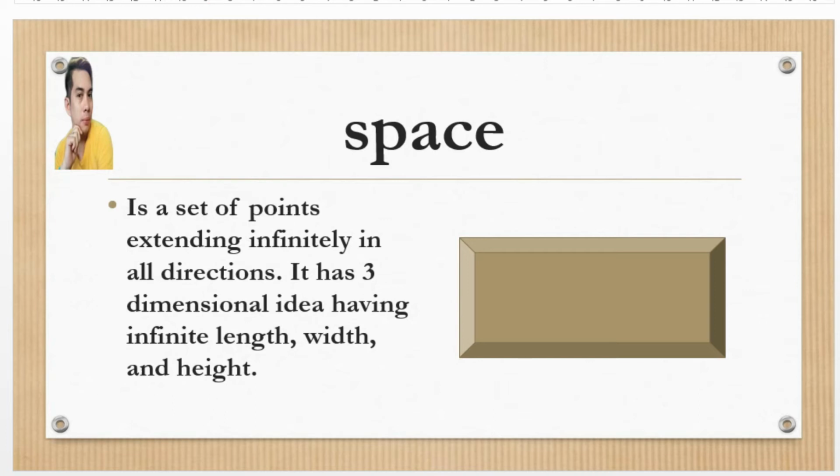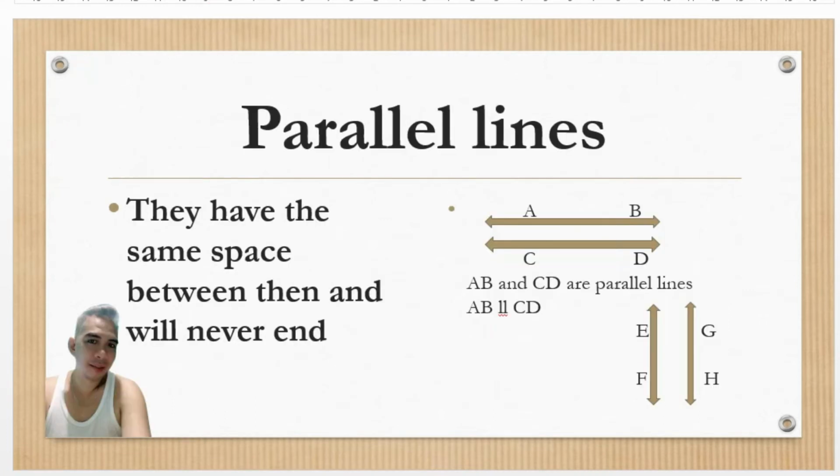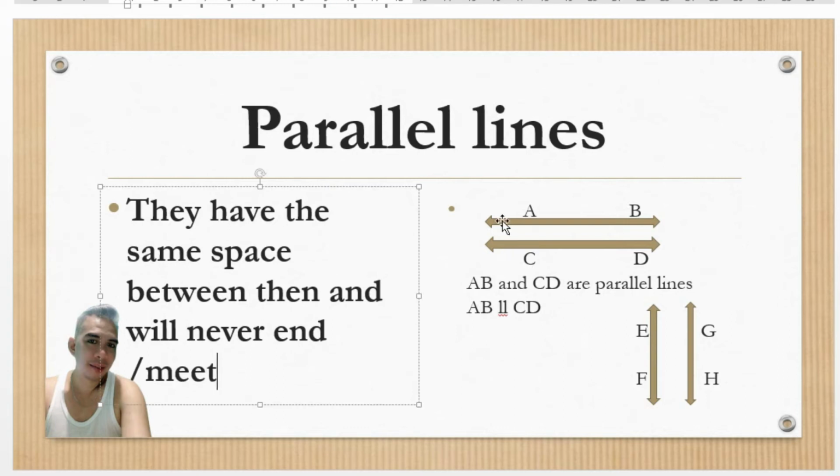Kasunod po is yung parallel lines. So, parallel lines is a kind of lines. Parallel lines have the same space between them and will never meet. Okay, so this is the parallel line. The examples, line AB and line CD. Okay, AB and CD are parallel lines. So, this is the symbol of parallel lines.